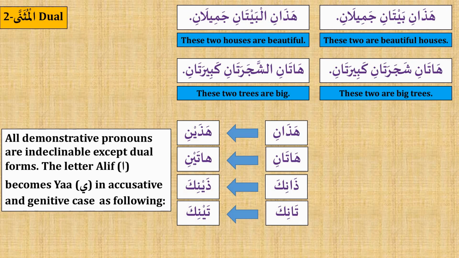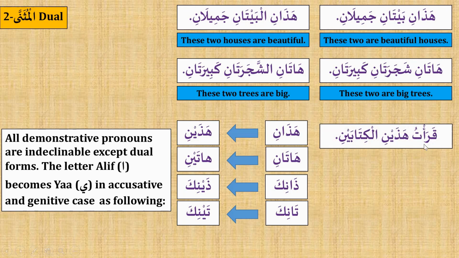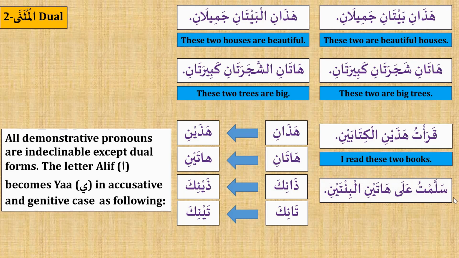Let's use them in a sentence. قرأت هذين الكتابين. I read these two books. This is in the accusative case. And let's give an example for the genitive case. سلمت على هاتين البنتين. I greeted these two girls. In both cases, alif becomes ya. هذان became هذين and هاتان became هاتين.